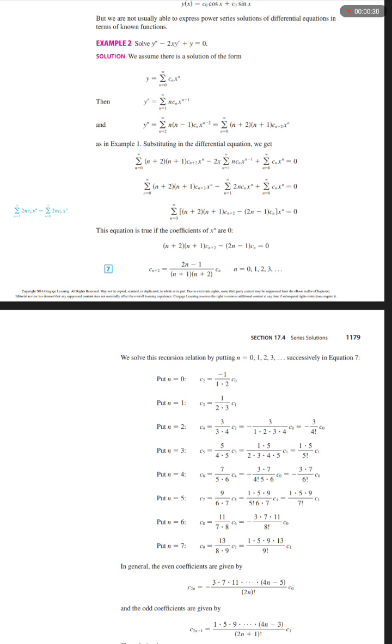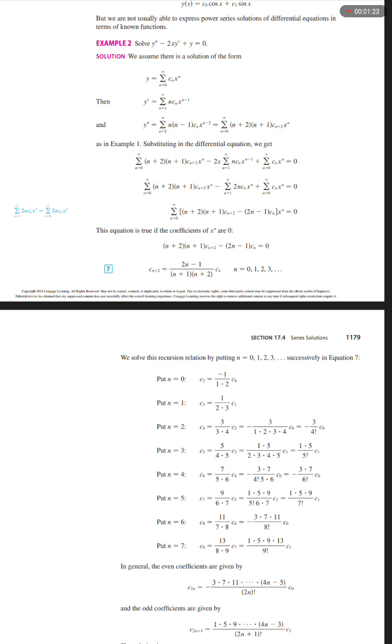y prime equals a sum from n equals 1 to infinity of n times c sub n times x to the power n minus 1, and y double prime equals the sum from n equals 2 to infinity of n open n minus 1 close c sub n times x to the power n minus 2, equals the sum from n equals 0 to infinity of open n plus 2 close open n plus 1 close times c sub n plus 2 times x to the power n.